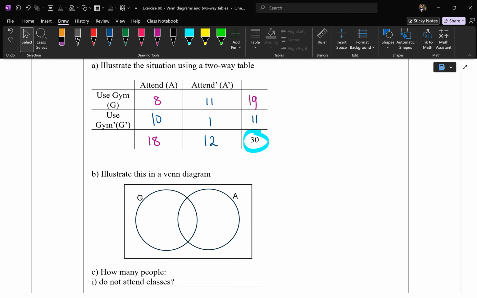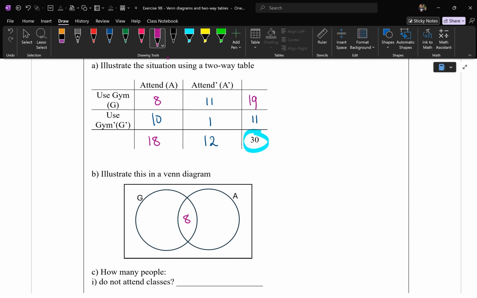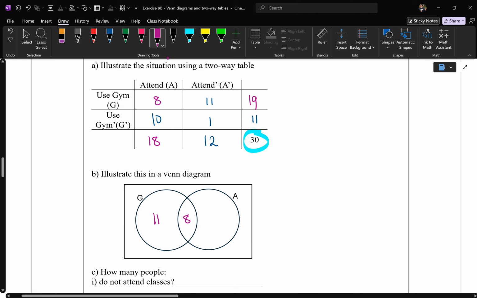So that means 8 goes in the center. That's where both of them use the gym equipment and attend classes as well. You've got 11 people who don't attend classes but do use the gym equipment, so gym exclusively. And then 10 people over here who attend classes but don't use gym equipment at all.